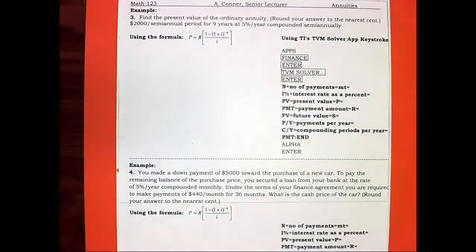Let's look at the first example here for present value. So in example 3, very straightforward problem. Find the present value of the ordinary annuity. Round your answer to the nearest cent. So we've got $2,000, semi-annual period for 9 years at a 5% year compounded semi-annually. So we can plug everything in and just go about our business.